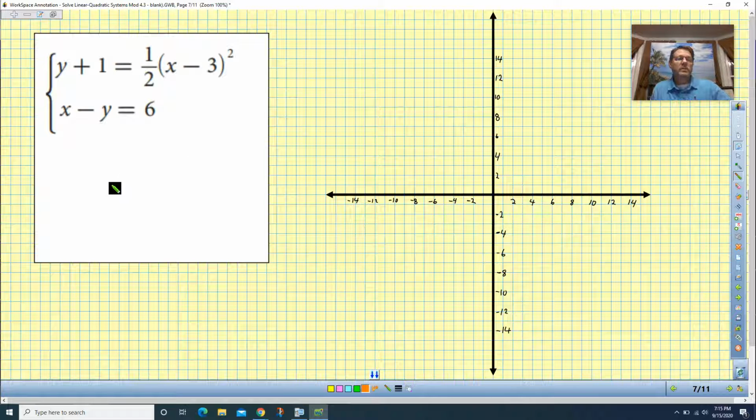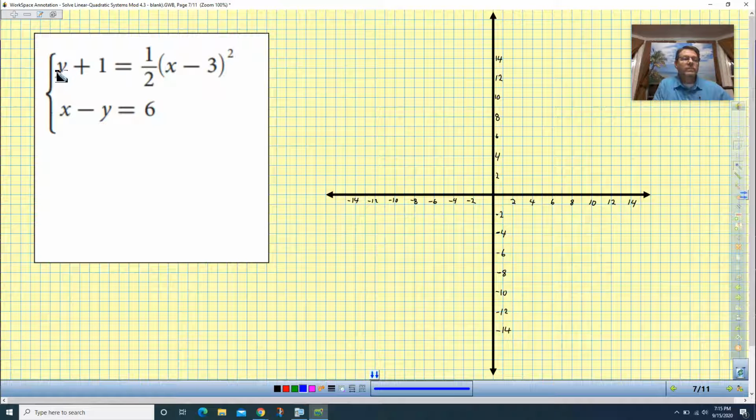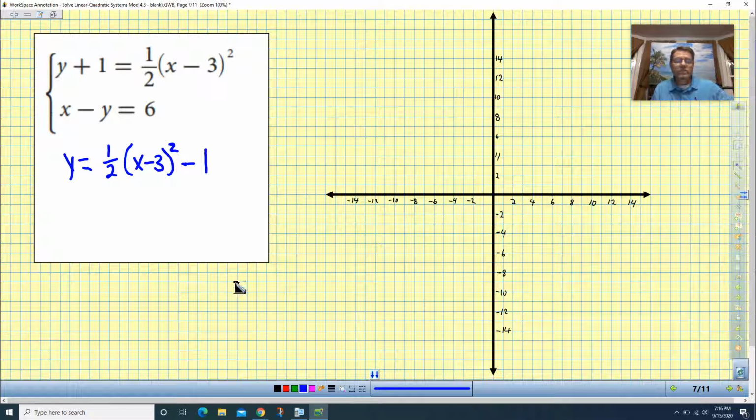Okay, so here's this guy to go. We got to get it to y equals. So I'm going to use the first equation. I'm going to put y equals 1/2 (x minus 3) squared minus 1. So that's in vertex form, so that'd be good for us. And then our second one is a linear equation because it doesn't have any exponents bigger than 1.